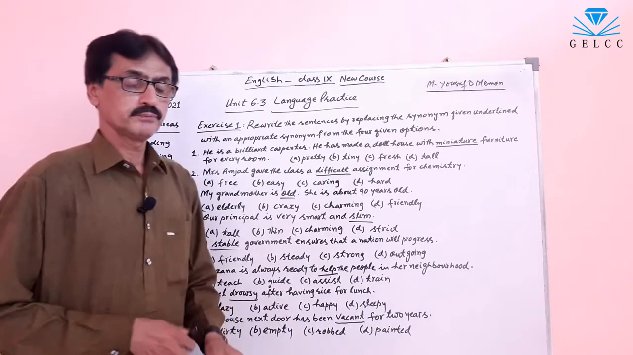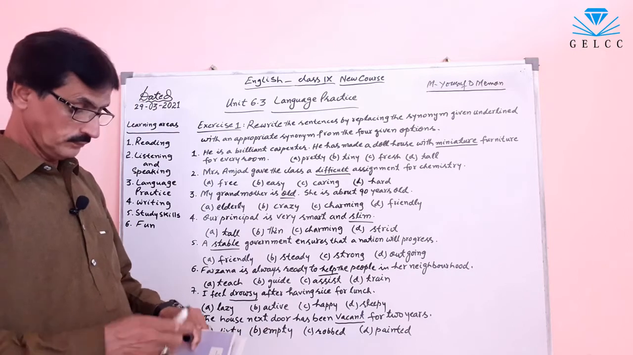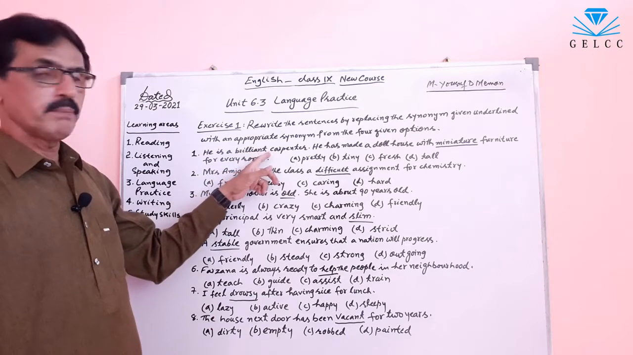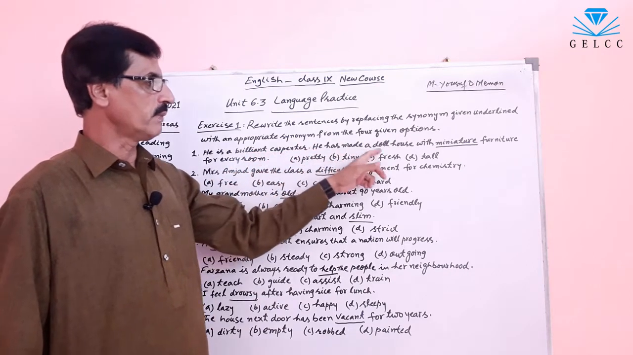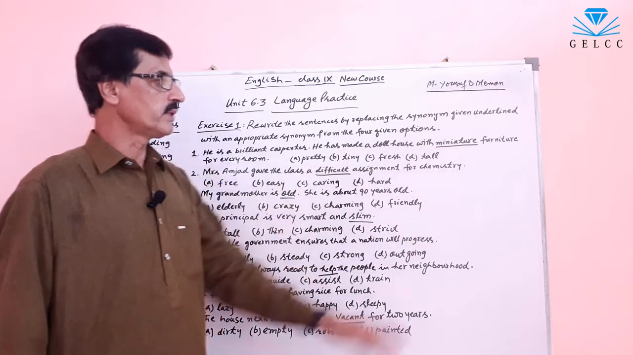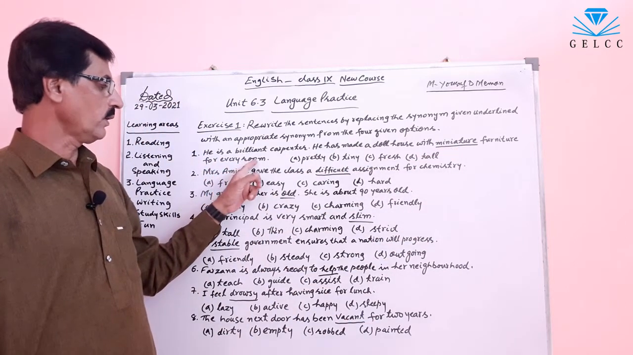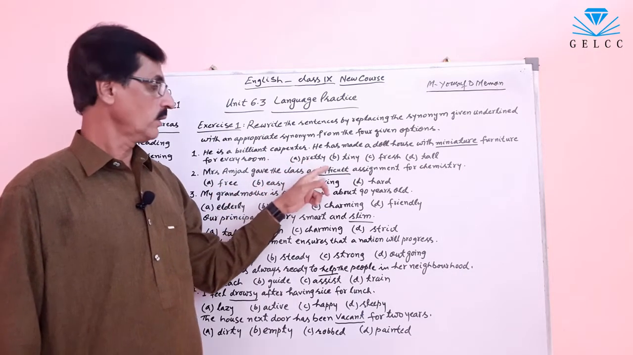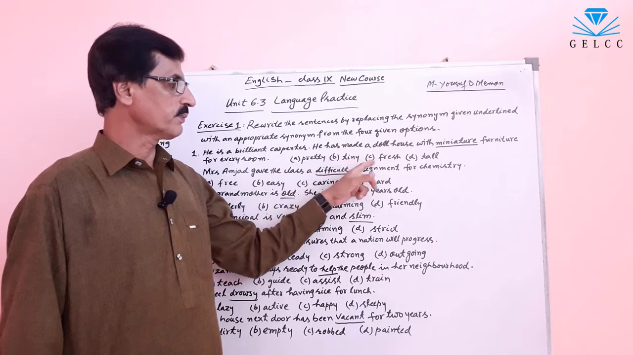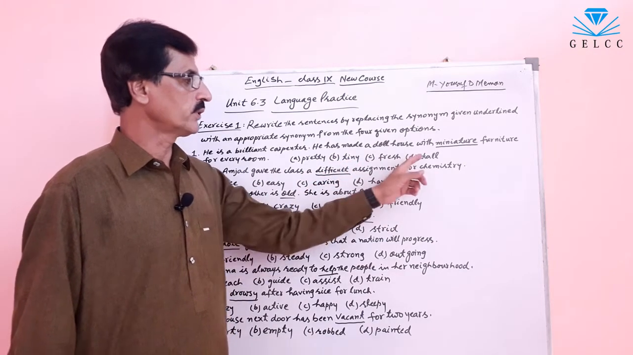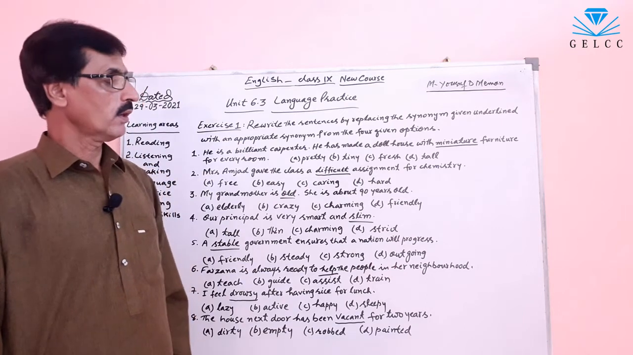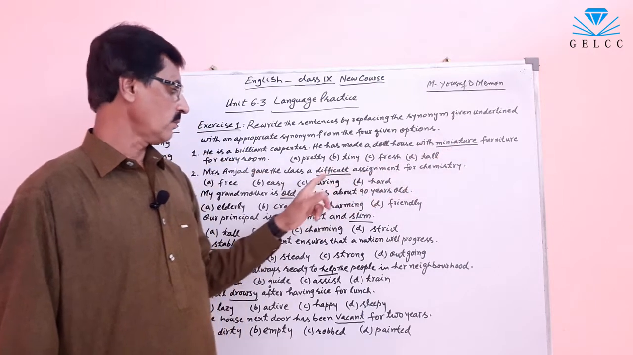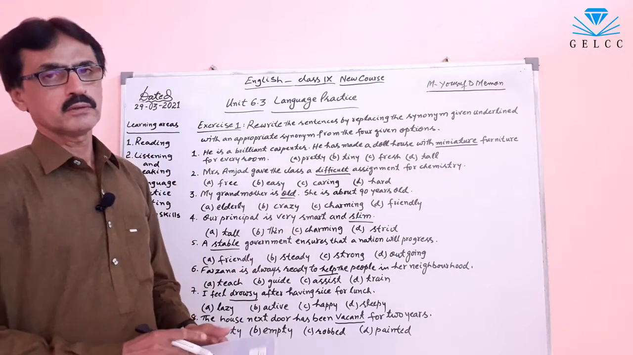Now let's read. Number 1. He is a brilliant carpenter. He has made a doll house with miniature furniture from every room. Now there are 4 options. Option A, pretty. Option B, tiny. Option C, fresh. Option D, tall. The synonym of the word miniature is option B, tiny.